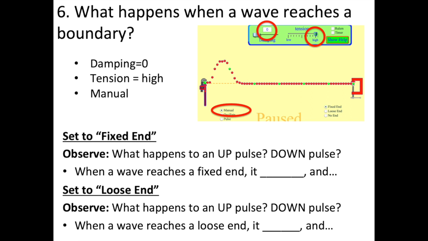And hopefully what you saw was that when a wave reaches a fixed end, it reflects and its orientation is inverted. And then when you get to the loose end, it reflects and the orientation stays the same.